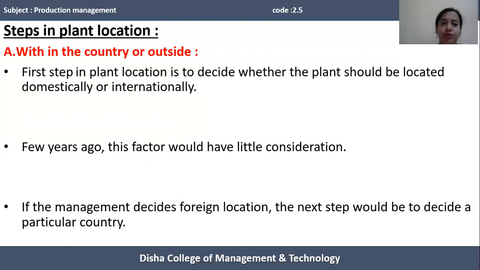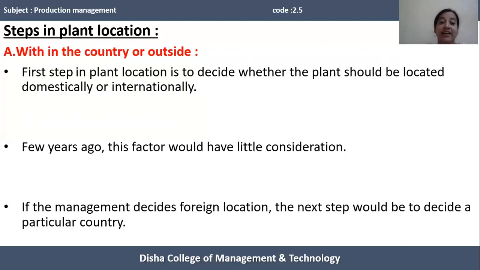They have to consider various factors for identifying a country where the plant should be located and operated. If the management decides the plant should be located outside of the country, at a foreign country, again they have to make various decisions related to identifying a particular country where the plant should be located and operated.